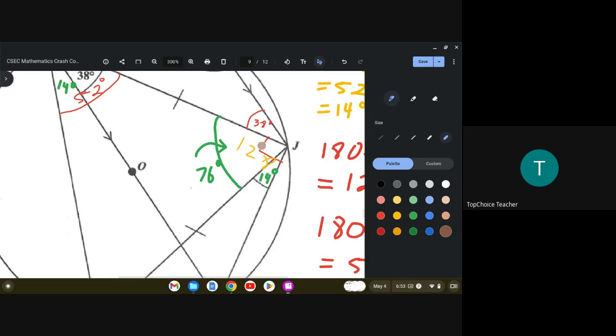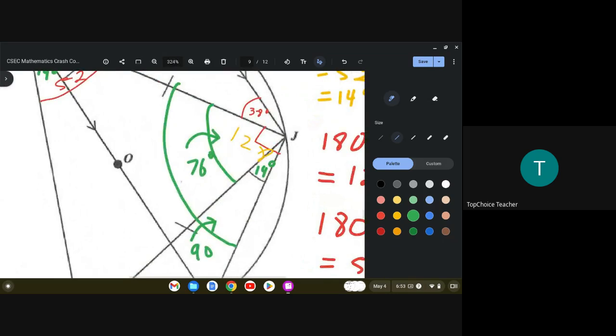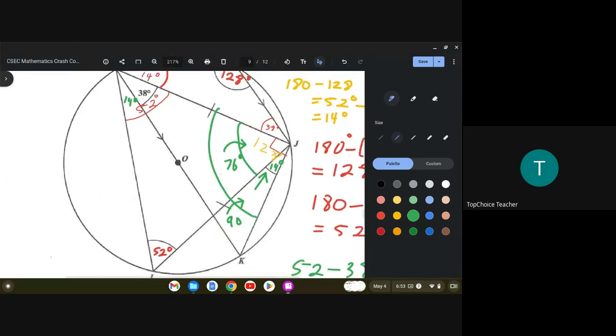And look at this here. Isn't this 90 degrees till this line? 90 degrees? Yes, sir. So if this is 76 and the whole from here to here is 90, let me draw it in like this for you to see. This whole thing is 90, right? So what is 90 take away 76? 14. So that's another way we could have found that 14 degrees there.